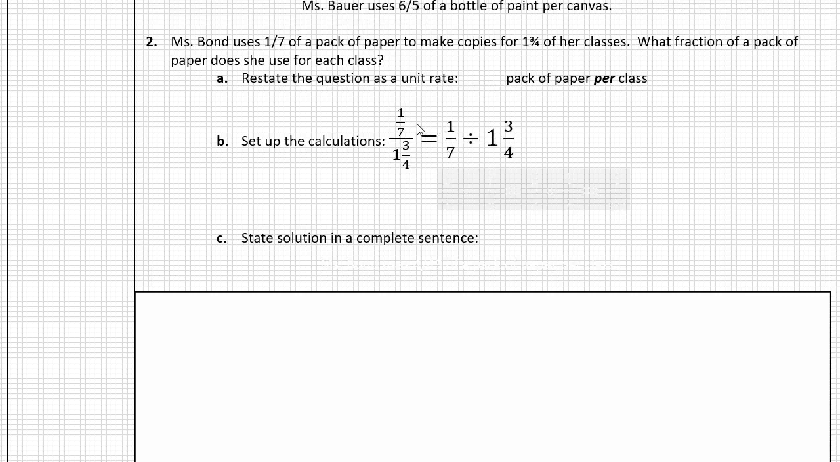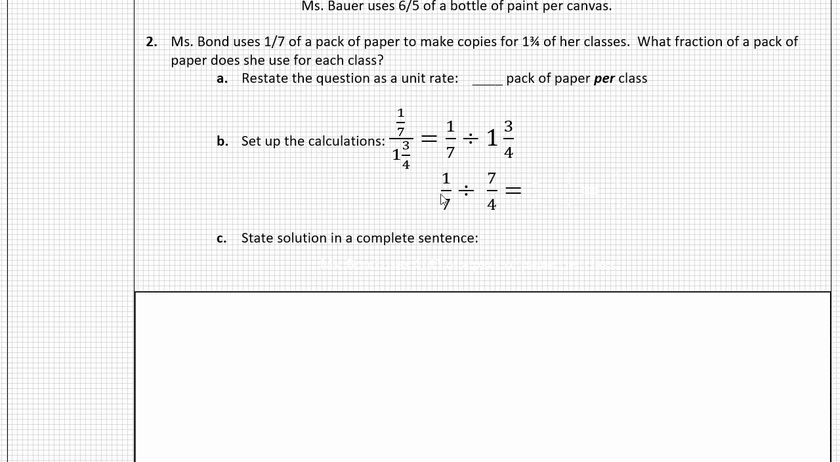Again, sometimes it's helpful to realize that this fraction bar means to divide, so we're really being asked to take 1/7 divided by 1 3/4. But before we can do our calculations, we can't divide by a mixed fraction where we have a whole number and a fraction. We need to turn it into an improper fraction. So go ahead and do that down below here.